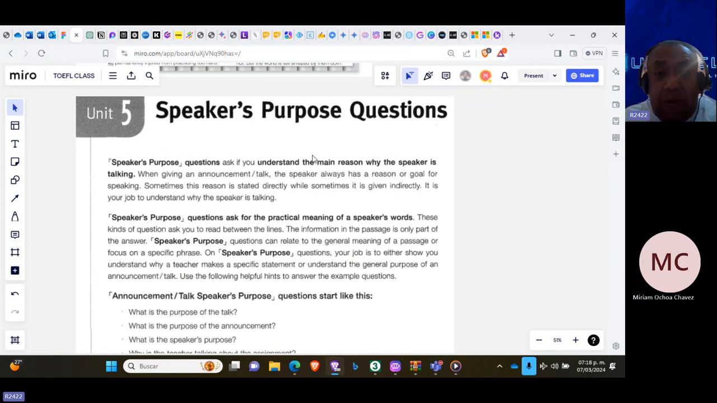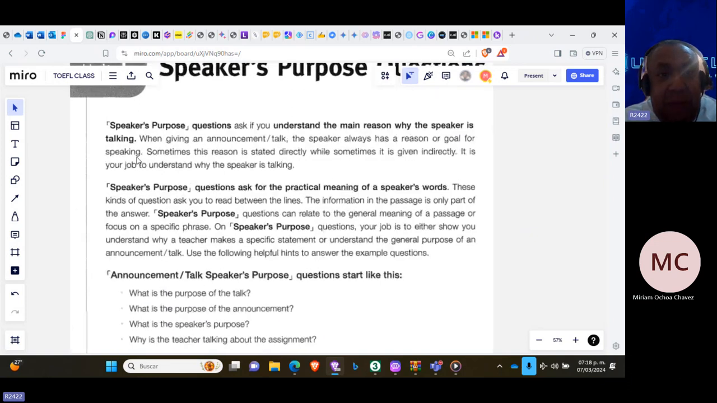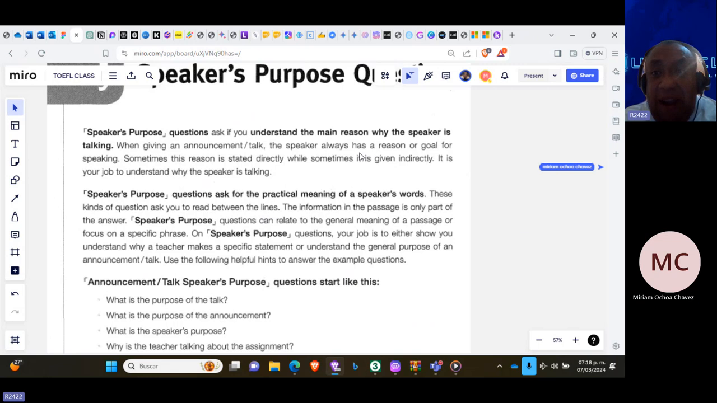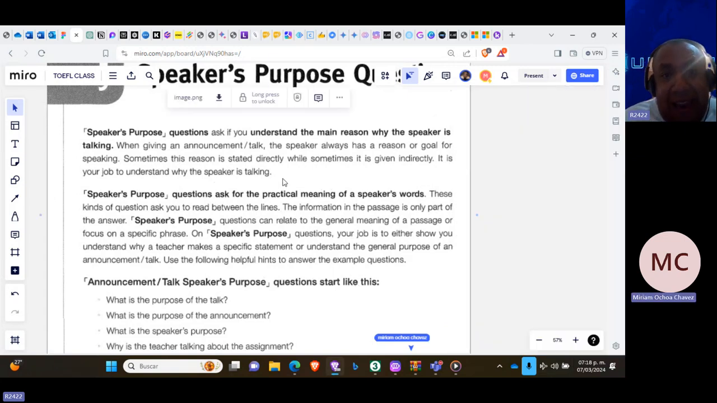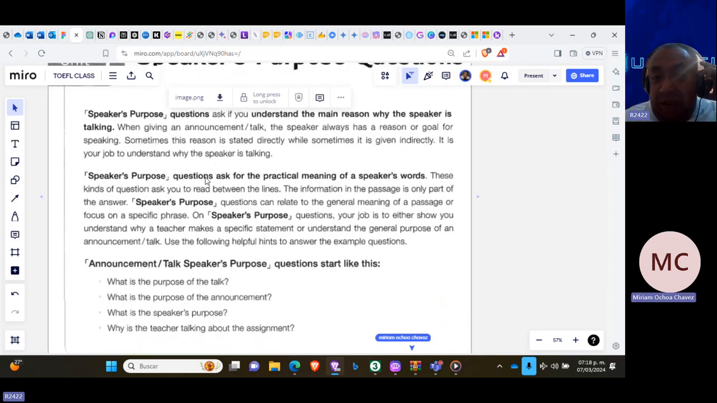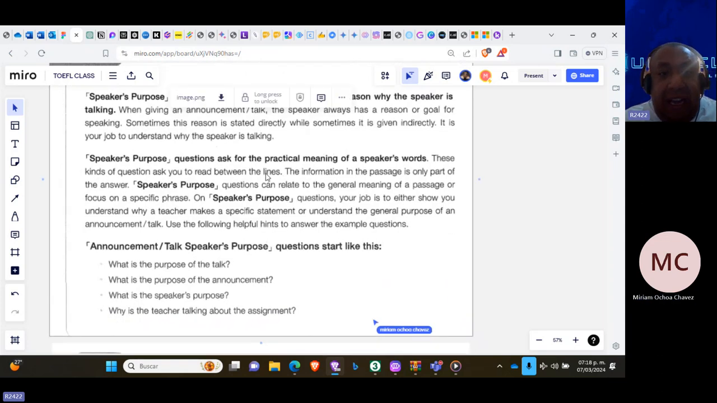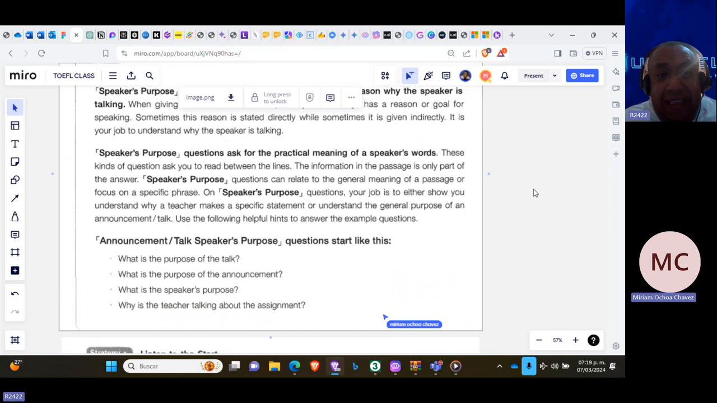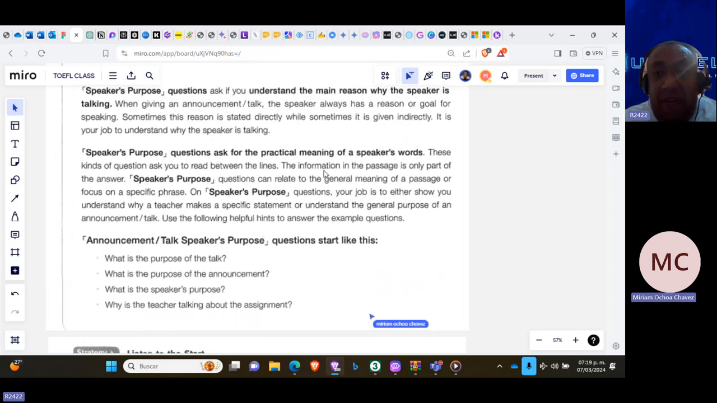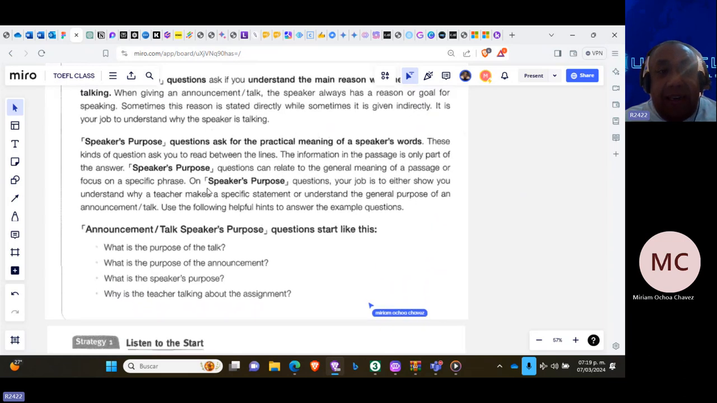It says, speaker's purpose questions. Speaker's purpose questions ask if you understand the main reason why the speaker is talking. When giving an announcement or a talk, the speaker always has a reason or goal for speaking. Sometimes the reason is stated directly, while sometimes it is given indirectly. It is your job to understand why the speaker is talking. Speaker's purpose questions ask for the practical meaning of a speaker's words. These kinds of questions are used to read between the lines. The information in the passage is only part of the answer. Speaker's purpose questions can relate to the general meaning of a passage or focus on a specific phrase.